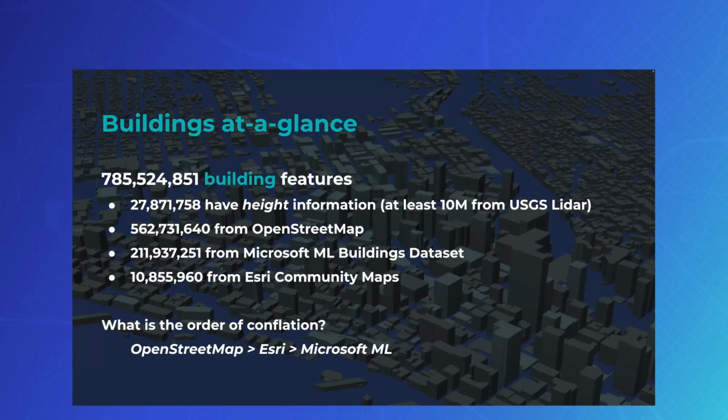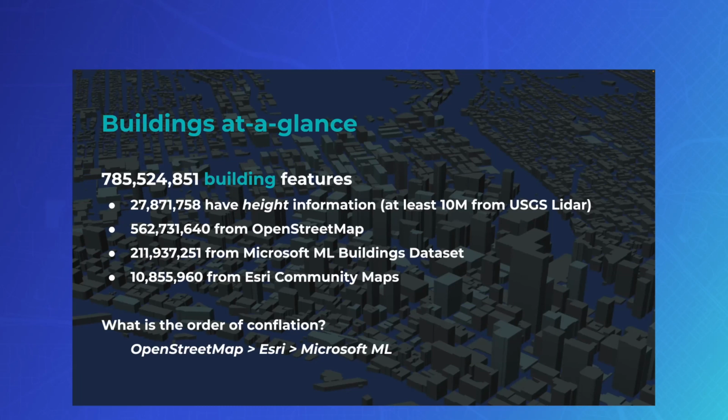There are 785 million buildings from OpenStreetMap, Esri Community Maps, and Microsoft in this current data release. Nearly 30 million of these buildings have height information, with at least 10 million of those height values being extracted from USGS LiDAR data. Overture conflates these 3 data sets by first taking OSM as the primary data source. Since buildings from both Esri and Microsoft ML datasets are consistently being added into OpenStreetMap via tools like Rapid, we set OSM as the primary source so that we're always prioritizing that human-validated building footprint.